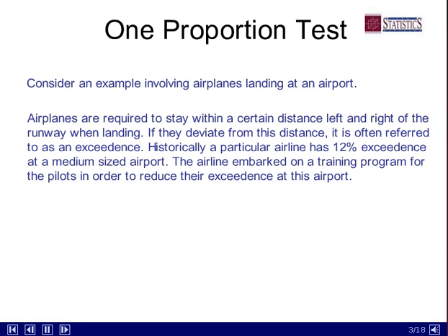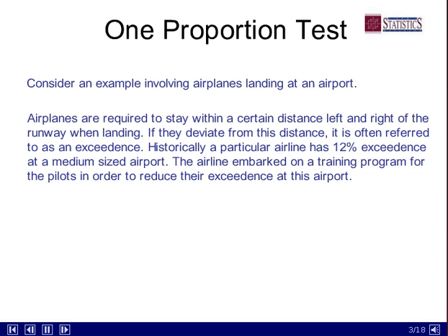Historically, a particular airline has 12% exceedance at a medium-sized airport. So we're focusing on one particular airport, and this airline, in general, has had, over the past, a 12% exceedance. Now, while that sounds like a lot, deviating outside of this range is not necessarily like they're going to bump into another airplane, but it is still part of the safety program nonetheless.